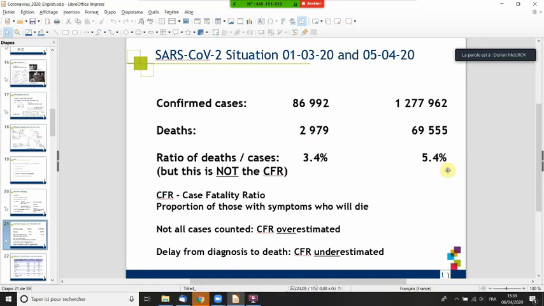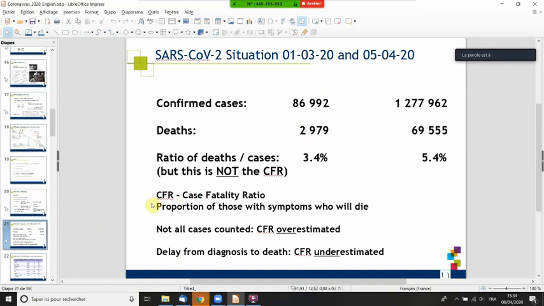The one thing that is confusing about these statistics is that this number here, 3.4% or 5.4%, that's not the case fatality ratio. The case fatality ratio is the proportion of people who've got symptoms, someone who's sick, the proportion of people with symptoms who will go on and die. So for seasonal influenza, this is going to be about 0.1% or less.